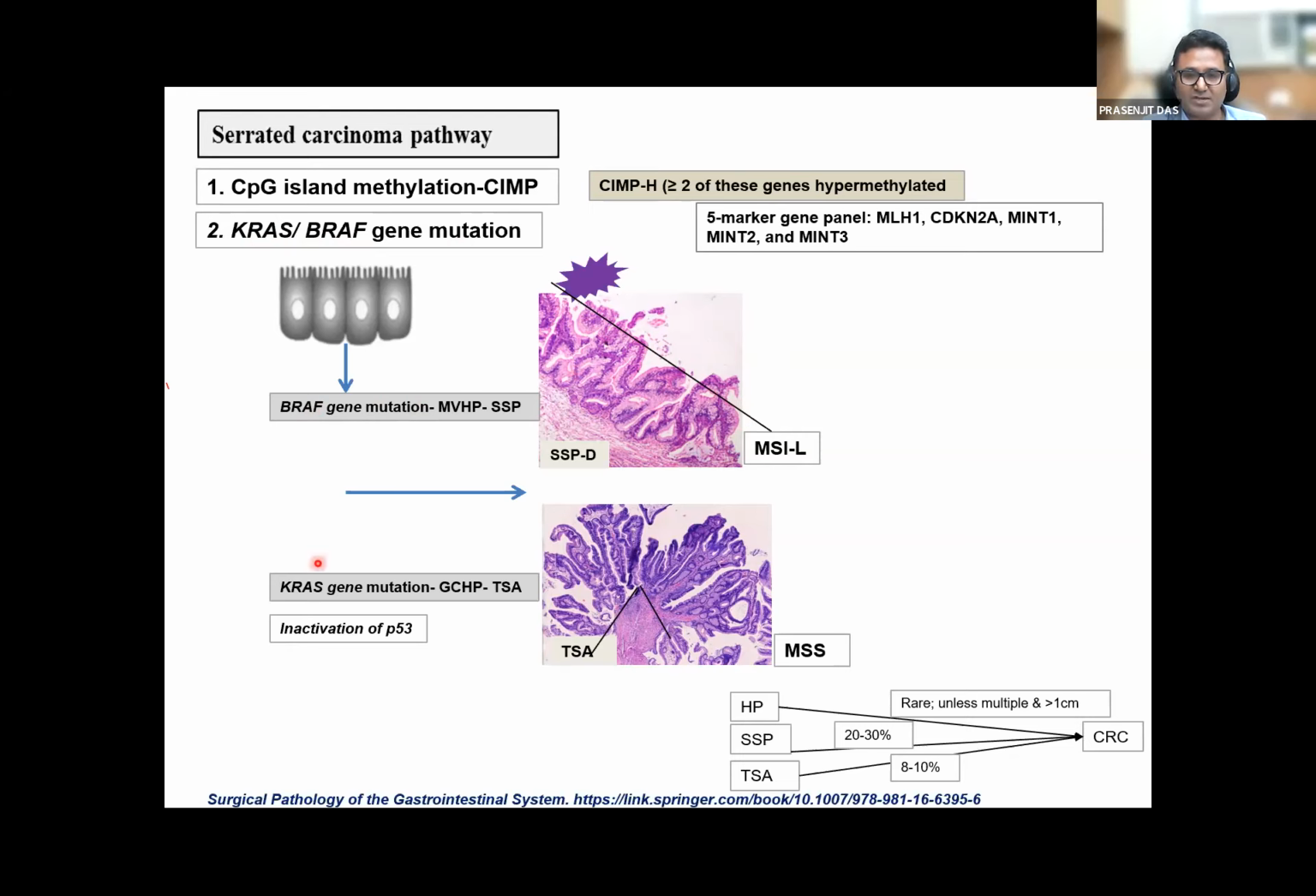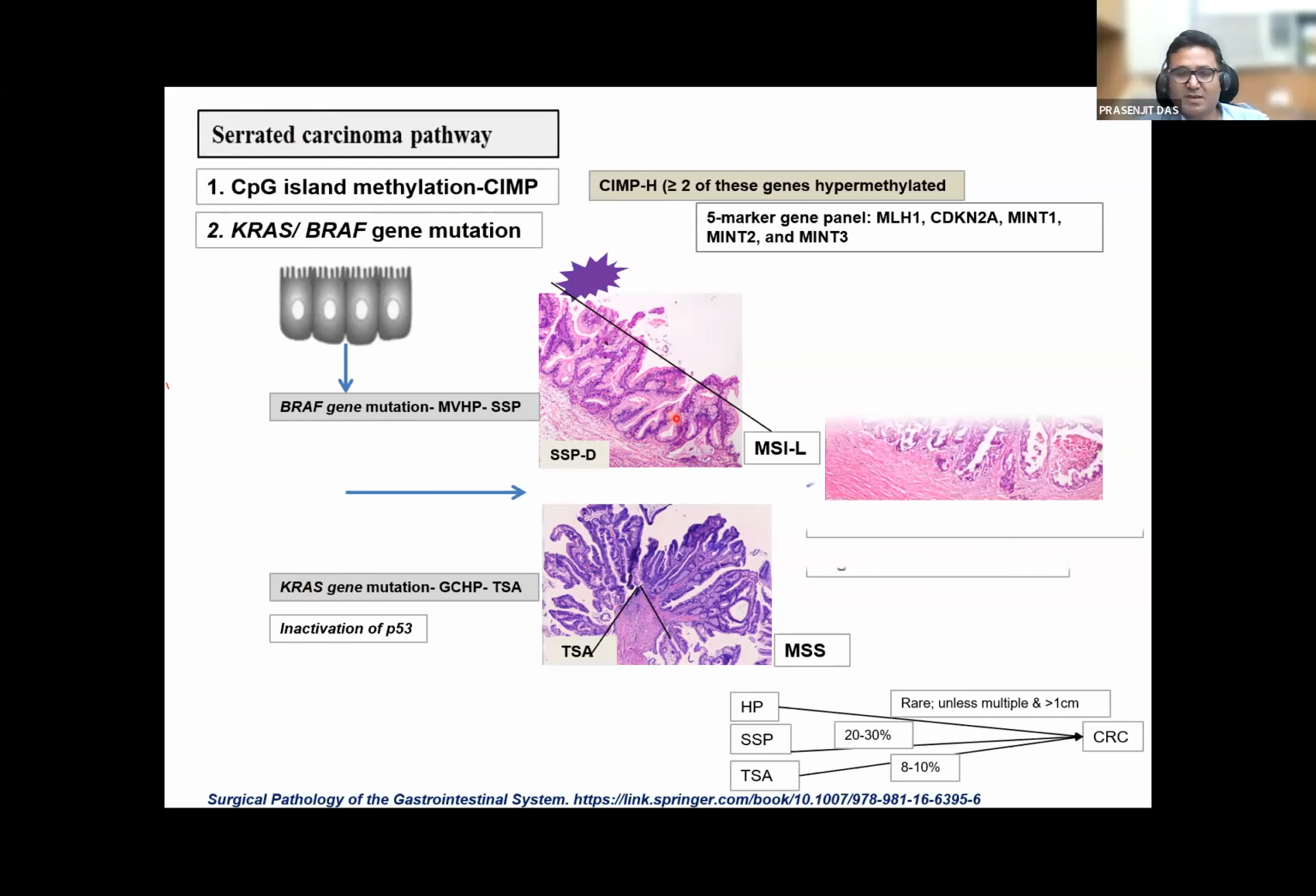On the other hand, KRAS gene mutation is common in traditional serrated adenomas. Adenoma means presence of dysplasia, and they are called traditional because, like a traditional polyp, they project into the lumen. In them we commonly identify KRAS gene mutation. But what is common in both lesions is the presence of prominent serration. That's why they are clubbed together in these special pathways.